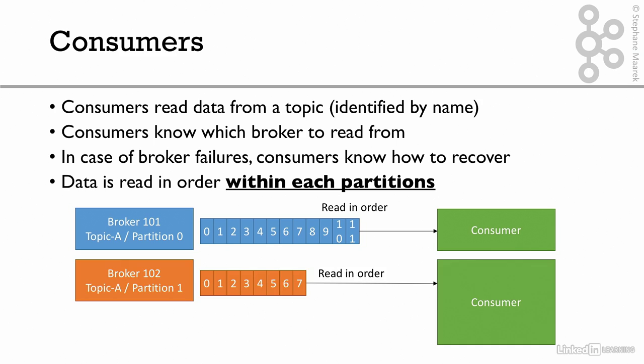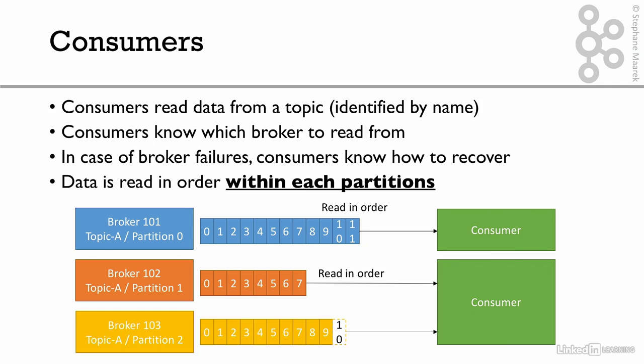Now, consumers can also read from multiple partitions. So in this example, we have another consumer, and it's reading from partition 1 of broker 102, and it's reading the data in order for partition 1, but it's also reading the data in order for partition 2, okay? But as you can see, there's no guarantee across the order between partition 1 and partition 2. It reads them in parallel, okay?